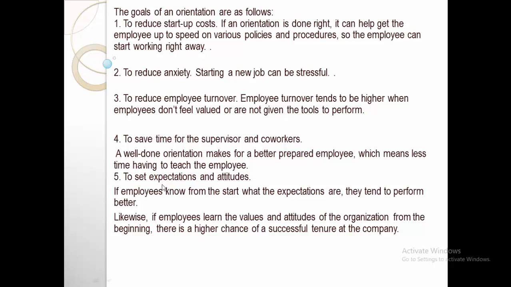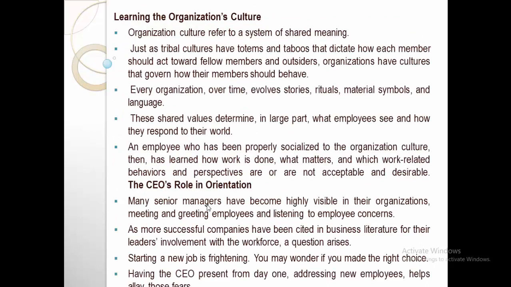To set the expectations: if employees know from the start what the expectations are, they tend to perform better. Likewise, if employees learn the values and culture from the beginning, there is a high chance of a successful tenure at the company.